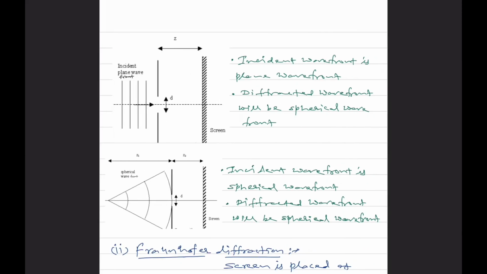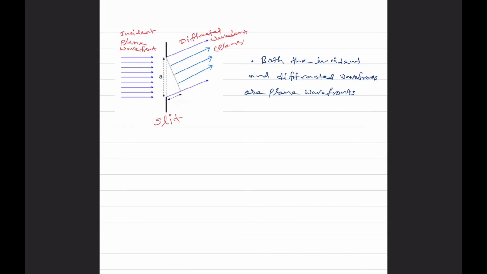The meaning of size of slit is the opening through which the light is passing. Here, this is the slit and this is width d. So this width d should be comparable to the wavelength of light. Here also, this is the width of the slit, so the size of the slit should be comparable to the wavelength. Here also, this is the width of the slit. In the diagram, I have taken a as the width because we will discuss Fraunhofer diffraction in detail in the next video lecture.